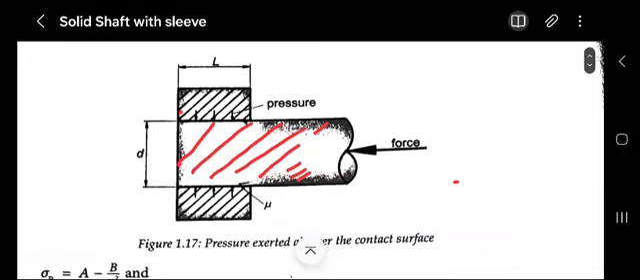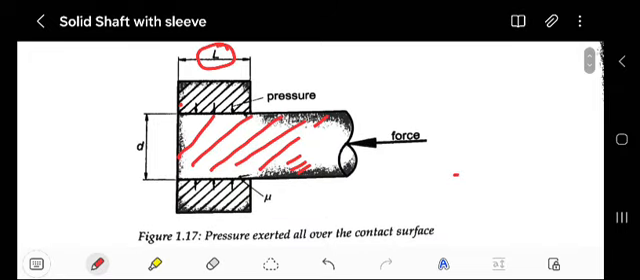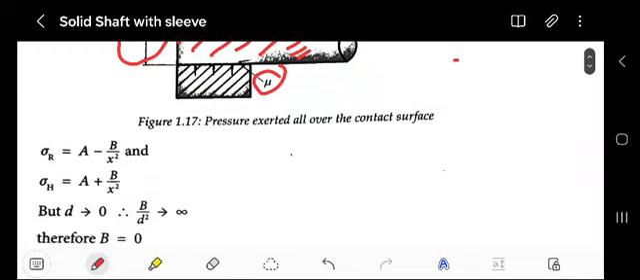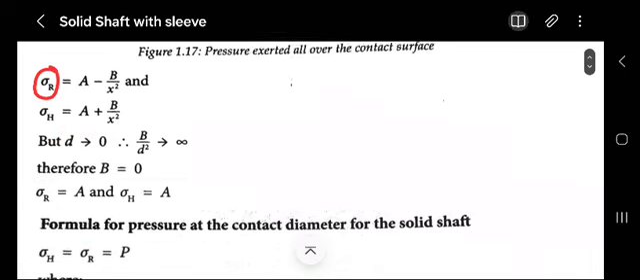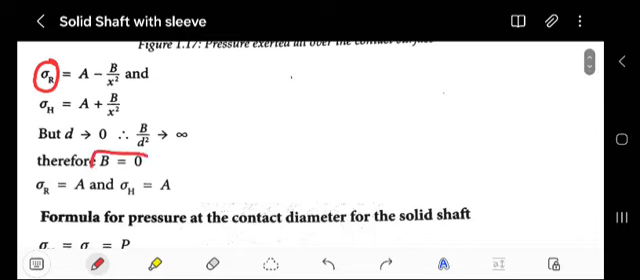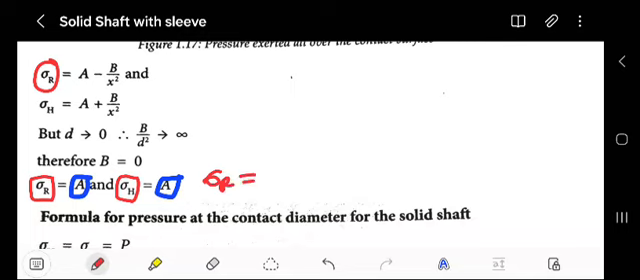Then as you can see, we have the length of the sleeve, the inside diameter, and the coefficient of friction. If you manipulate here, with d equal to 0, common diameter, as you manipulate, the result they got is that b is equal to 0. As you can see here, they say radial stress is equal to a, also the hoop stress is equal to a. What do you notice here? You see we have a. In other words, it means that the hoop stress is equal to the radial stress.